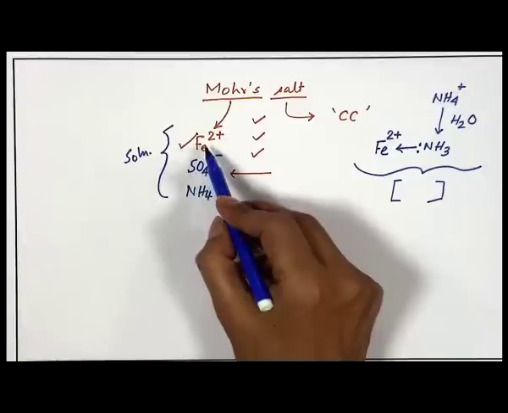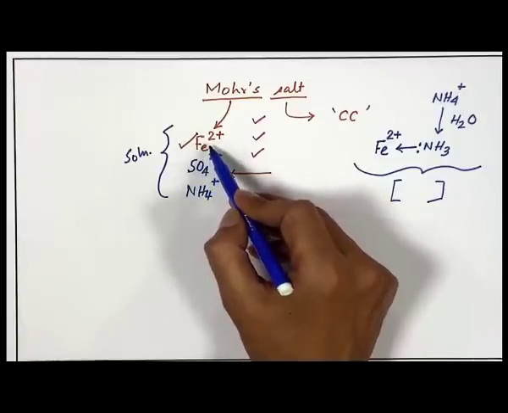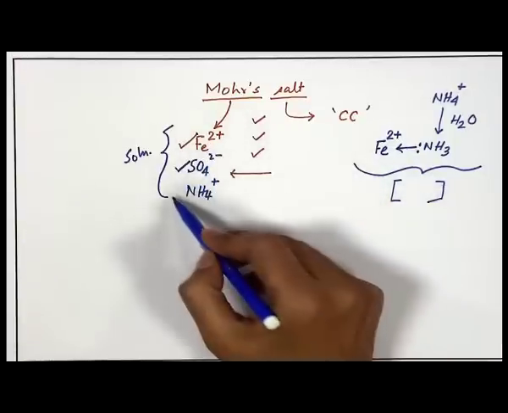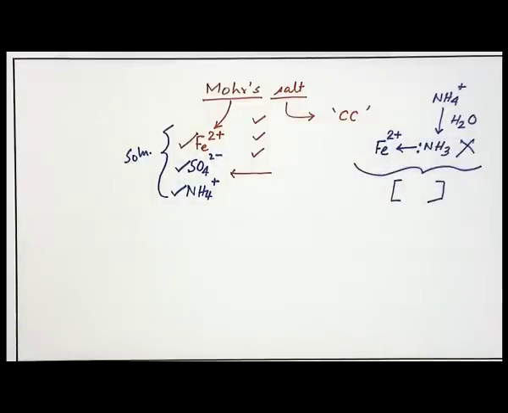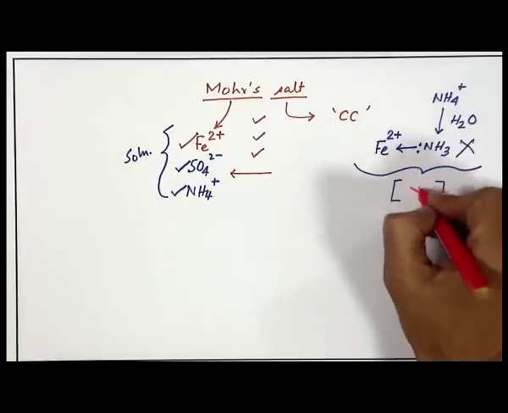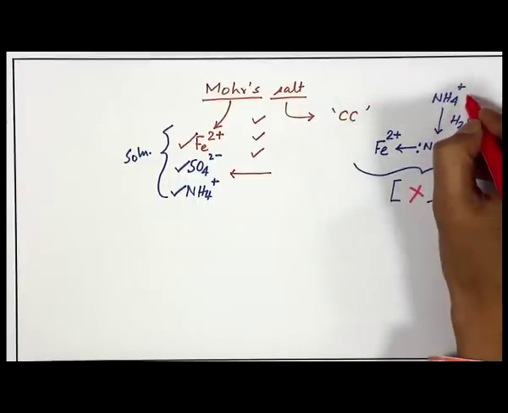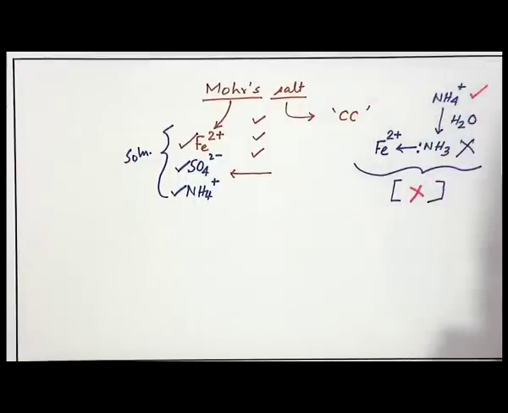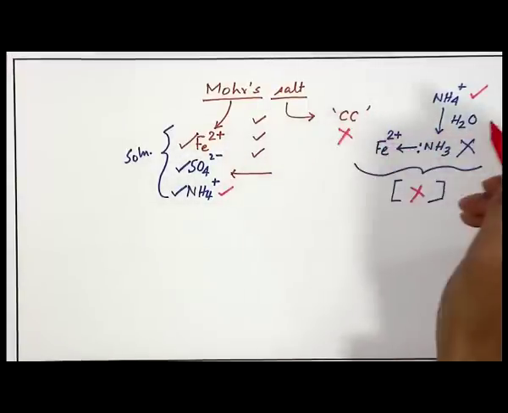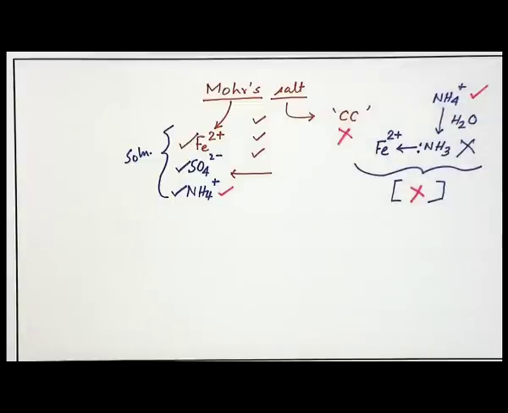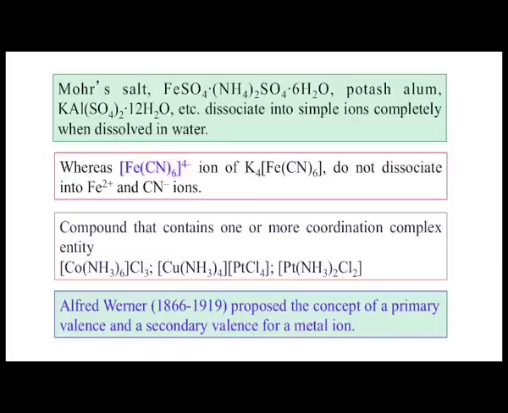So, we will be able to detect the ferrous ion, the sulphate ion, and the ammonium ion. We will not get the ammonia present as some complex species. No complex species is there; ammonium ion is present as ammonium ion, which can be detected as such. So, it is not a coordination compound, it is a typical example of a double salt. All these salts are double salts. So, we will not get that.